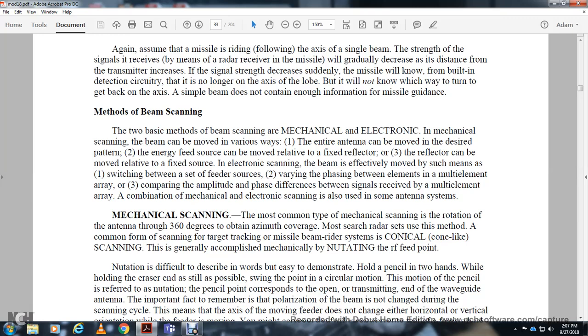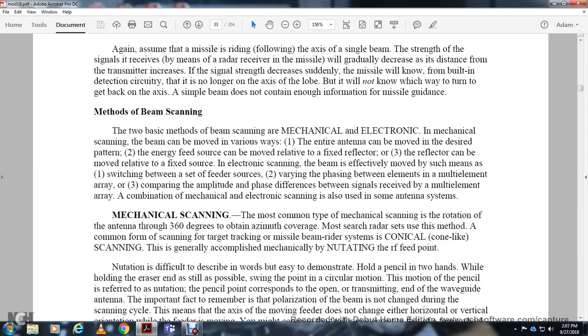The entire antenna can be moved in the desired pattern, or the energy field of the source can be moved with a relatively fixed reflector. The reflector can be moved with a relatively fixed source. Electronic scanning of the beam is effectively done by means such as switching between a set of feeder sources, or varying the phase of the elements of a multi-element array.